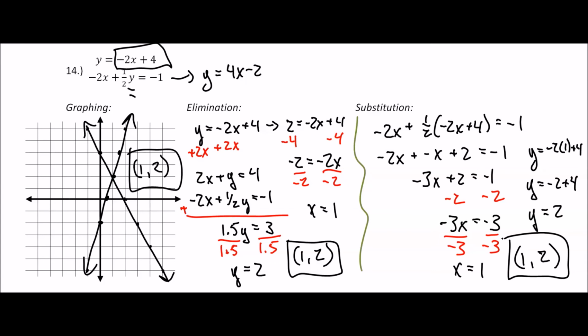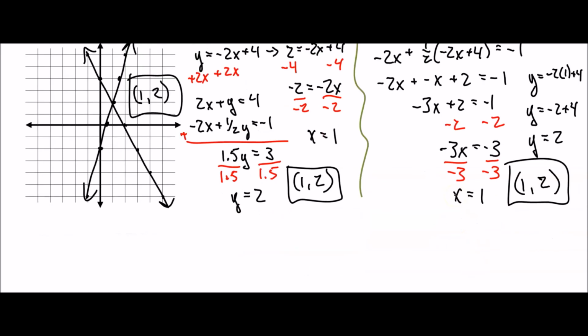Elimination, I had to do a little bit more work in terms of rearranging. I had to deal with fractions and decimals. And graphing, I either had to rearrange or I had to deal with some very, very strange values. So elimination and graphing are probably not the best methods here. Substitution is the way to go because one of the variables was already by itself.